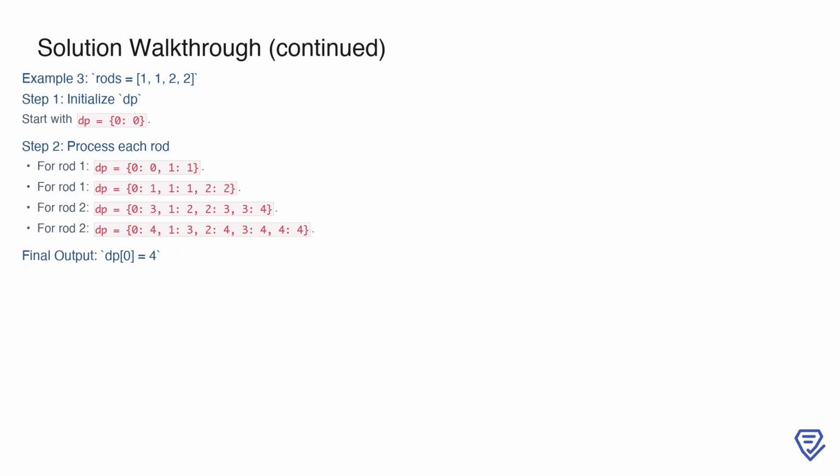In this example, we use the rods array rods equals [1, 1, 2, 2]. As before, we initialize dp as {0: 0}. Processing the first rod gives dp equals {0: 0, 1: 1}. Adding the second rod, which also has a length of 1, updates the map to {0: 1, 1: 1, 2: 2}. For the third rod, with a length of 2, the map becomes {0: 3, 1: 2, 2: 3, 3: 4}.